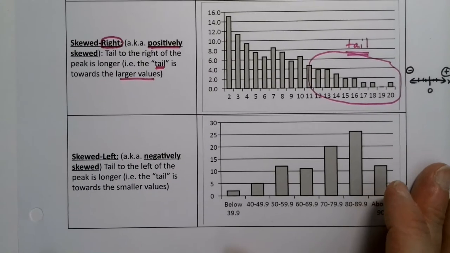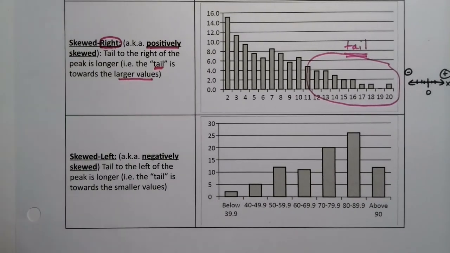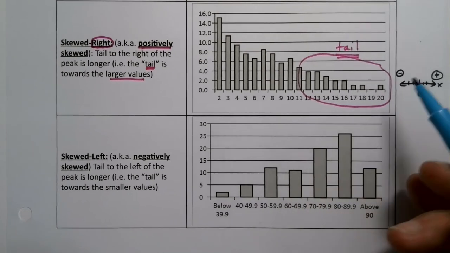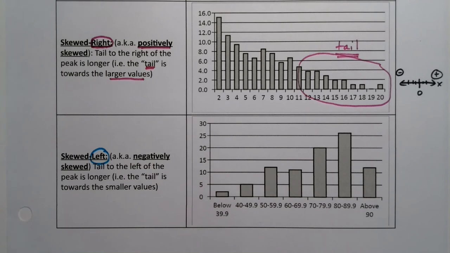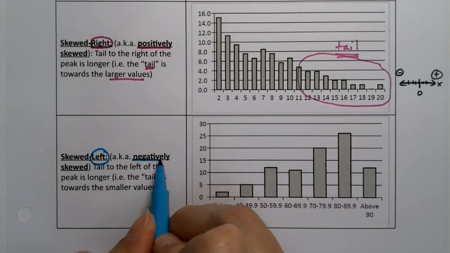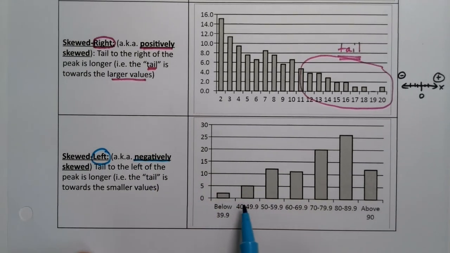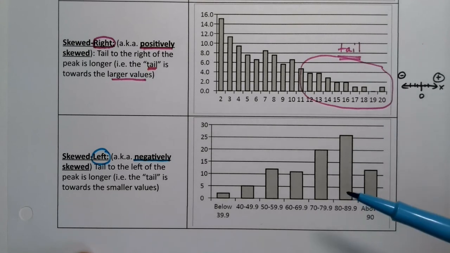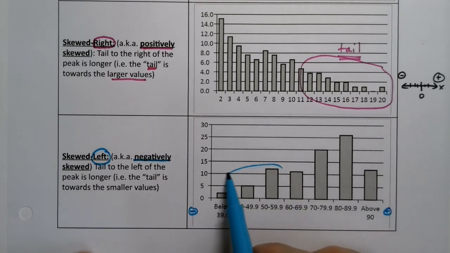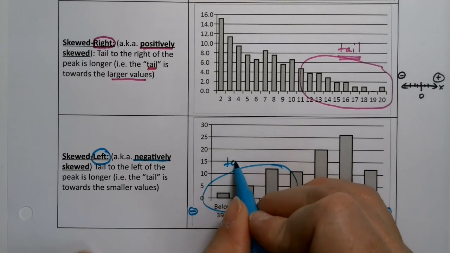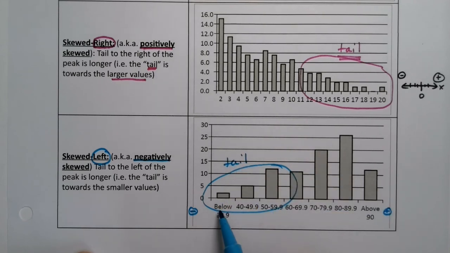By the same token, negatively skewed is towards the negative side, so it's towards the left. So skewed left is the words we use most often, but it's also known as negatively skewed, not because the values are negative, but because that direction on the number line is negative. So to the left is negative, to the right is positive. And since we have a tail over here to the left, it's negatively skewed or skewed left.